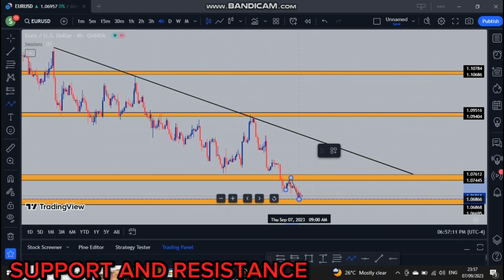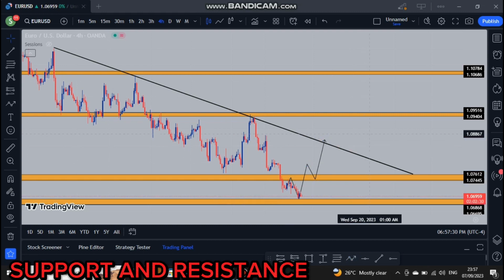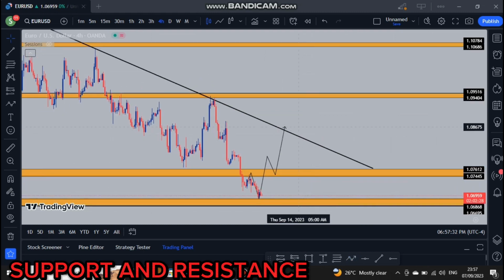If we can get this break of structure, this change of market structure, taking out this high or taking out this high, we should be looking for a retest here. Then we should be looking for buys all the way to this point. So that is the only way we can also enter a trade with this trend line on the 4 hours.